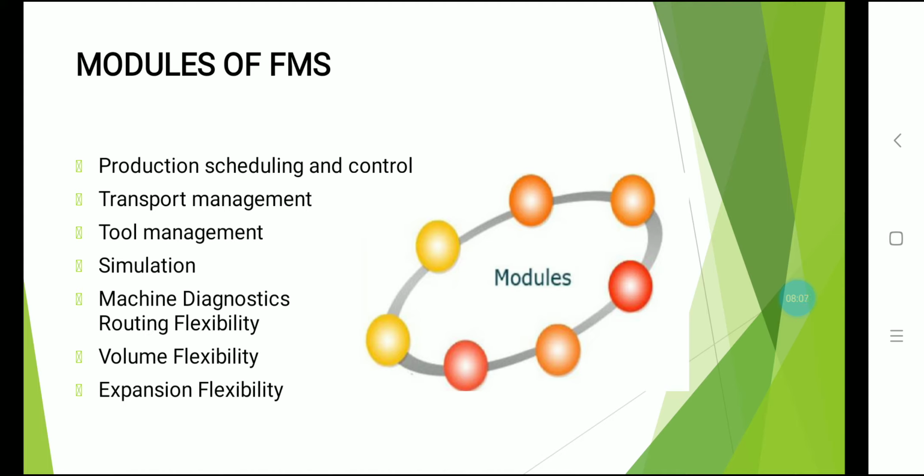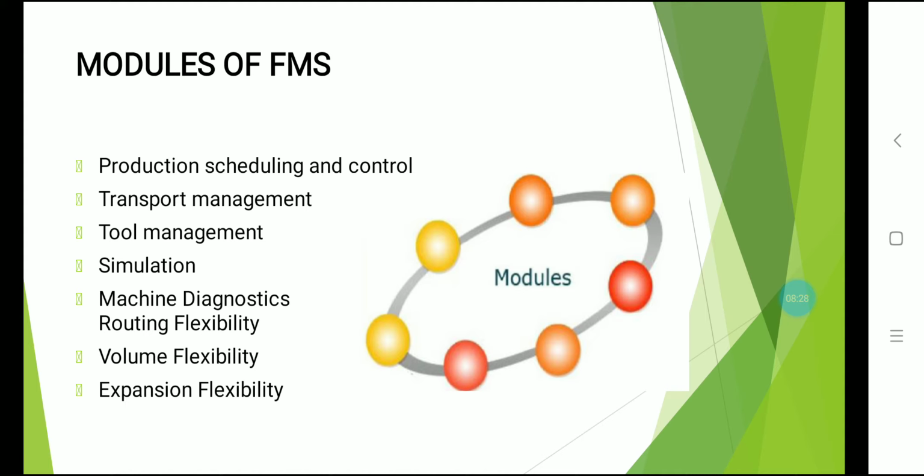Next one is the transport management. Transport management takes care of the movement of the products from one place to another place. It will be done by robotics.